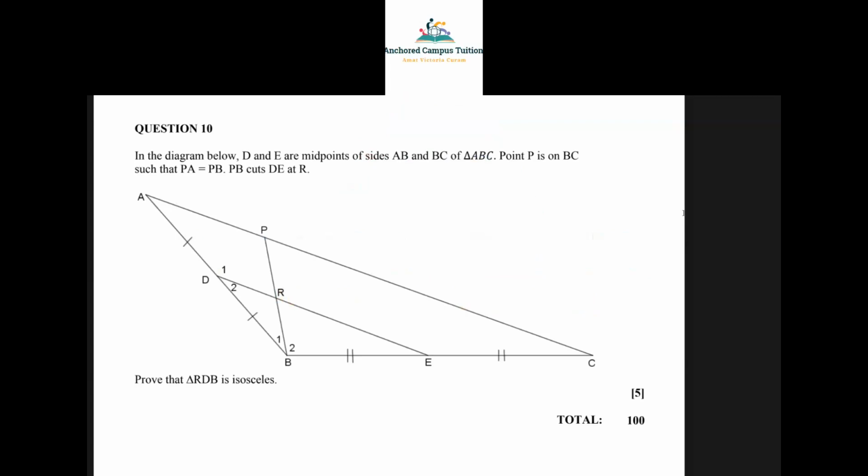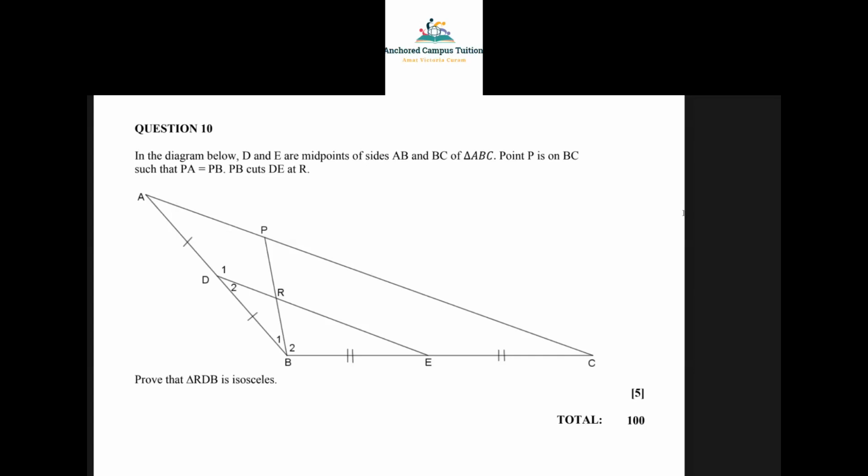Recording now. Okay, in the diagram below, D and E are the midpoints of sides AB and BC of triangle ABC. Point P is on BC such that PA is equal to PB. Everything else was marked, but this one was not marked, that PA is equal to PB. PB cuts DE at R.